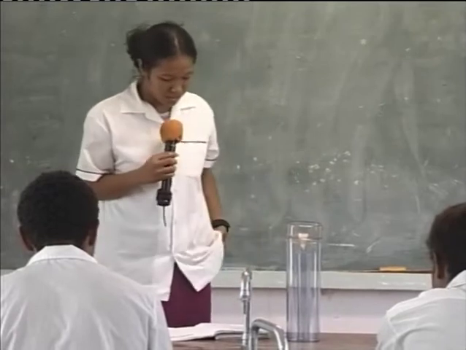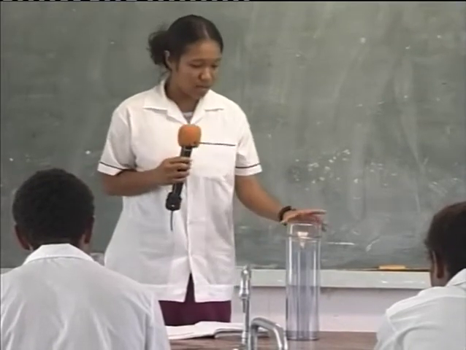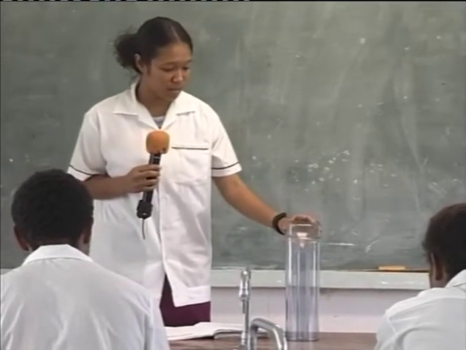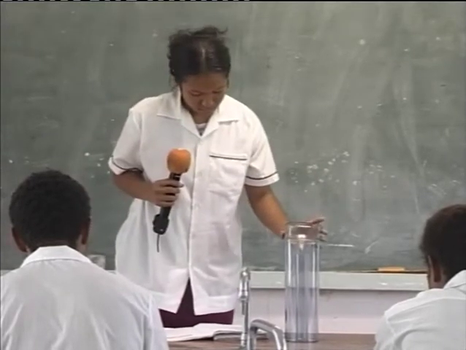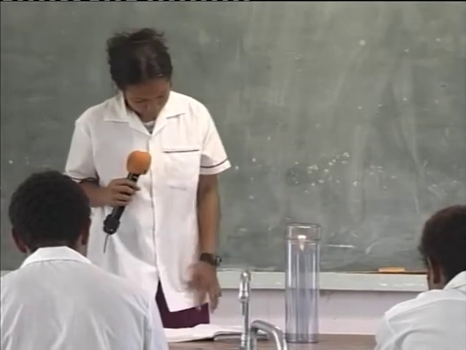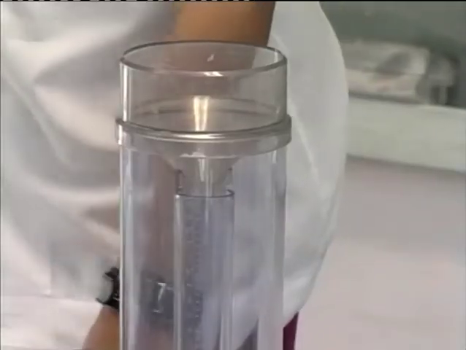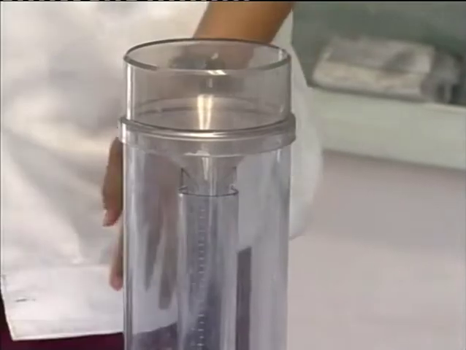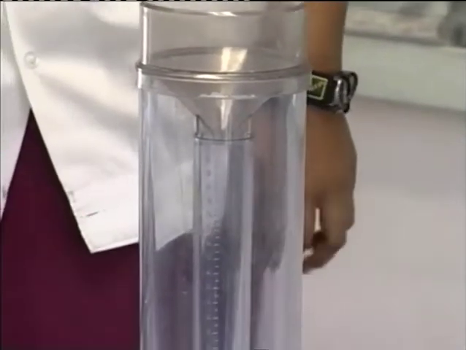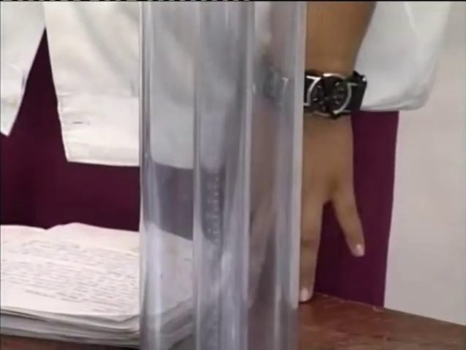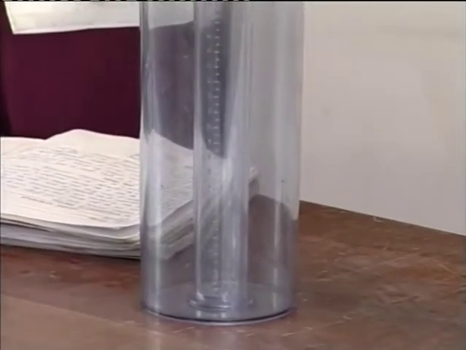All weather stations have a rain gauge. As rain falls, it trickles into the funnel and then into the jar. At the end of a 24-hour period, this is poured into a graduated measuring cylinder. The rainfall is measured in millimeters.